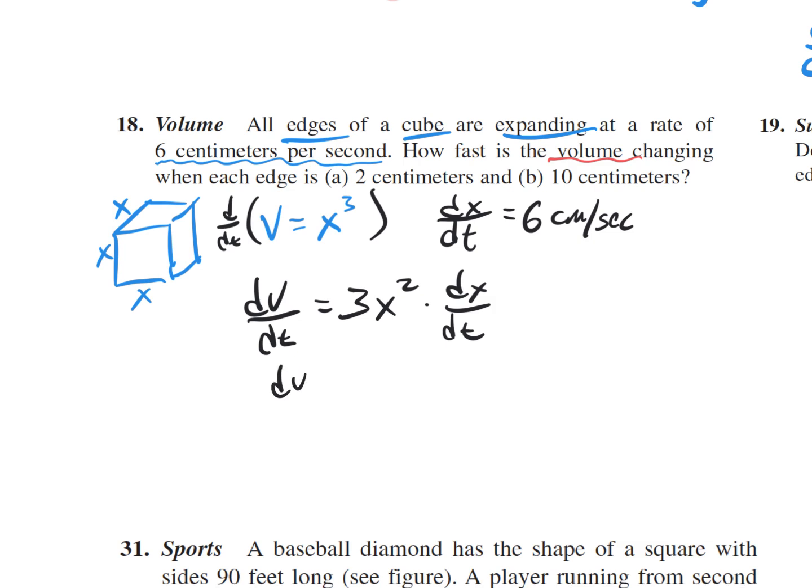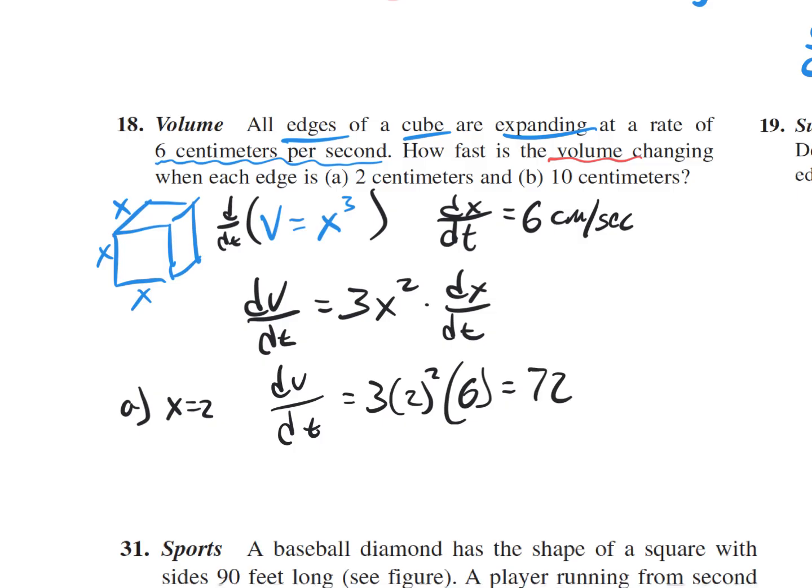So dV/dt is equal to, now we've got two parts again, so we're going to find this when x equals 2. So 3 times 2 squared times 6. Well, that's 3 times 4, which is 12, times 6, which is 72. And that would be cubic centimeters per second.